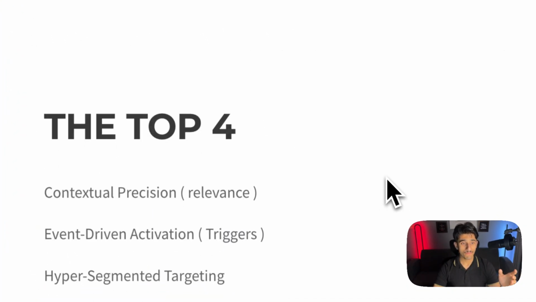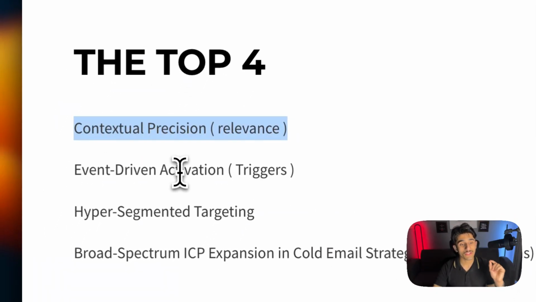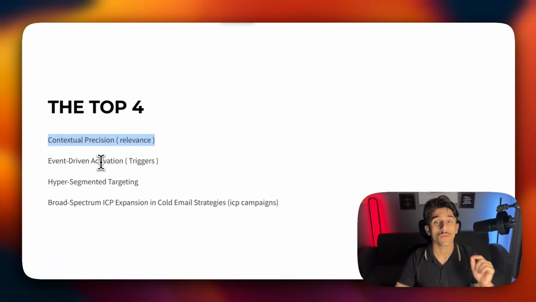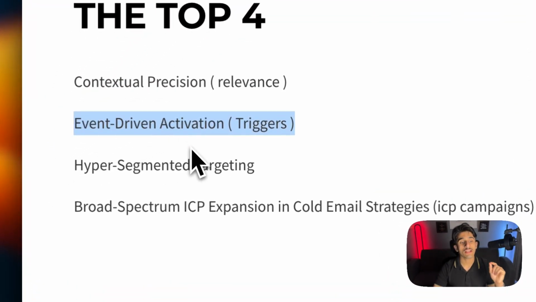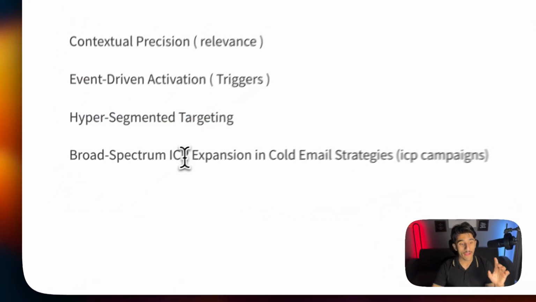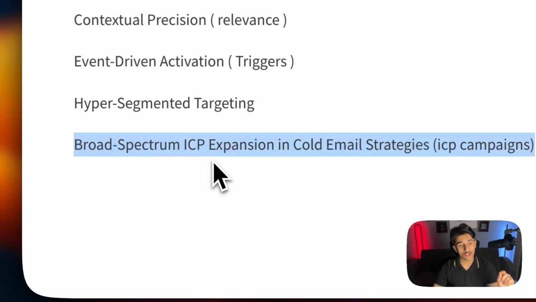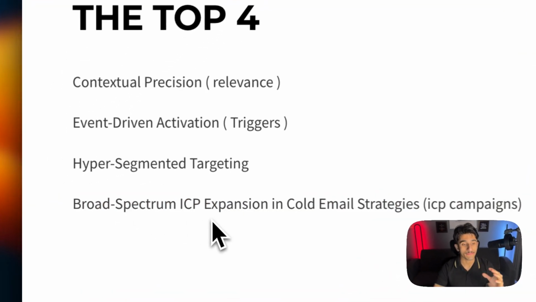That being said, the top 4 strategies. First of all, it's going to be contextual precision, which is known as relevancy. You want to create that relevancy. Then comes event-driven activation, which is known as the triggers. Then comes hyper-segmented targeting, right? And then the broad spectrum ICP expansion in cold email strategies, which is known as the main targeted ICP campaigns, right? Of course, I'm going to dive deeper into how everything works and why these work.